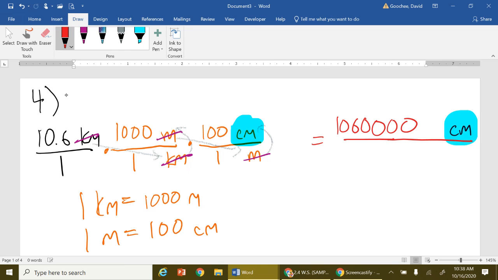1,060,000 centimeters on top, and 1 times 1 times 1 is 1 on the bottom. That's easy. Anything divided by 1 is just itself. So the answer is 1,060,000 centimeters. That is your answer.